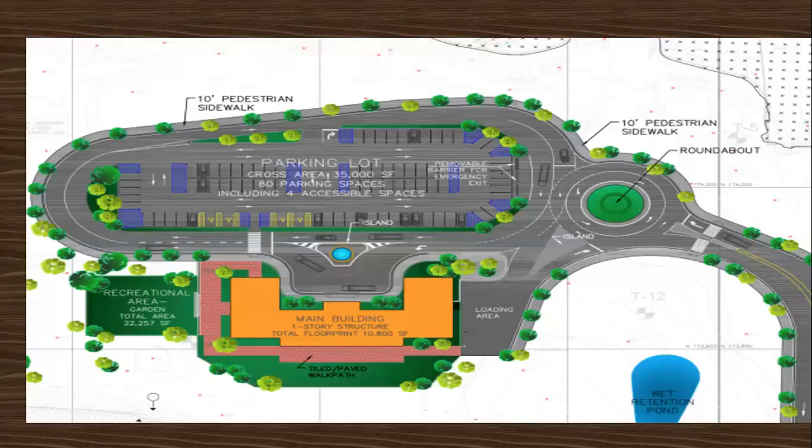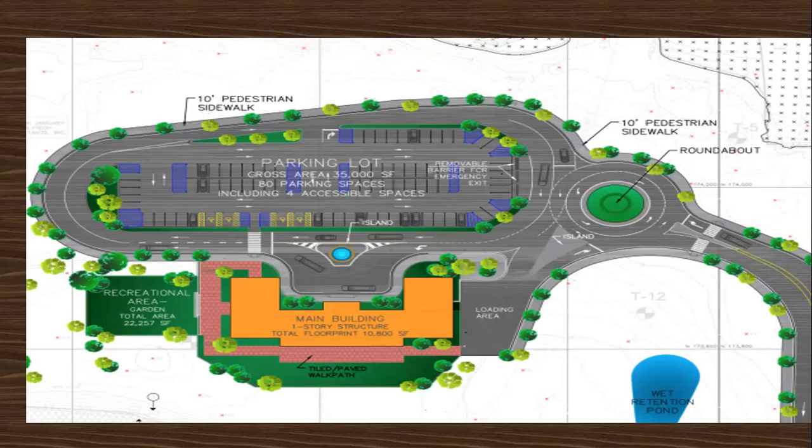At the start, you have to build this thing. There is one road, there is one main building, there is a recreational area, there is one roundabout, and there are a few more things. So after watching this picture, when your client asks you to build such a kind of project, you have one idea of what you are going forward with, what you have to do. Okay, so this is the layout.